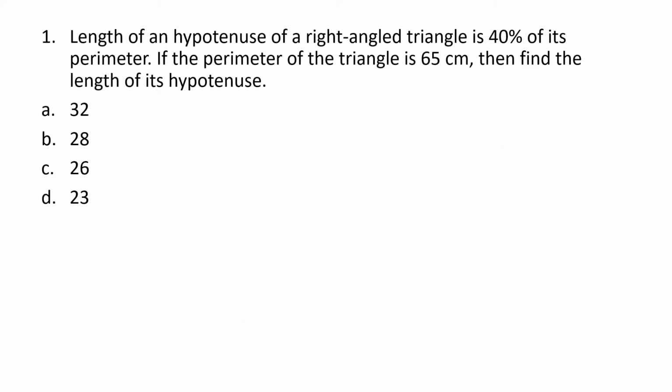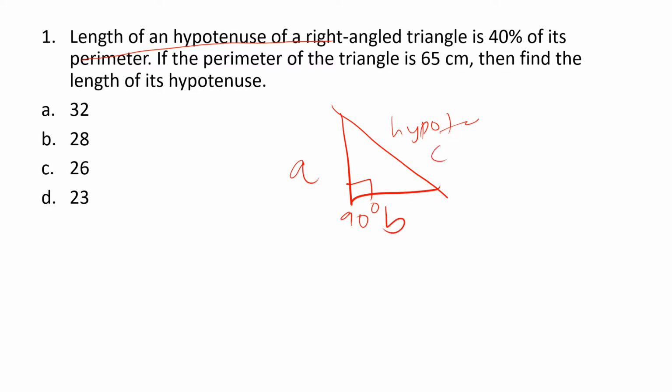The very first question tells us about the length of the hypotenuse of a right angle triangle. So let's take a right angle triangle, with a right angle, which you know is 90 degrees. This is called the hypotenuse, and it is 40% of its perimeter. What actually is perimeter? For example, if you consider triangle ABC, perimeter will be A plus B plus C. The sum of the sides is called the perimeter, and it is 65.